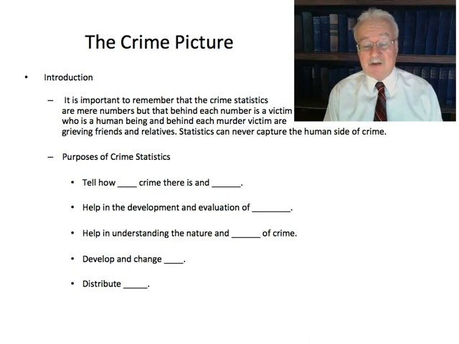And the final purpose of crime statistics is to distribute money. The federal government distributes a lot of money. The state governments and local governments distribute a lot of money for law enforcement. We talk about the police, money goes to the courts, money goes to corrections. And if you don't know how much crime there is, how many criminals there are, the length of trials, incarceration rates, then you can't budget money to the different groups so they can do an adequate job for what they're trying to do.